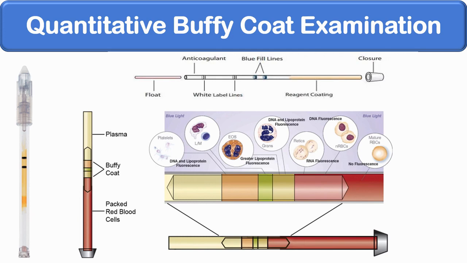Advantages of quantitative Buffy coat are that it is faster, the entire tube can be screened within minutes, it is more sensitive, at least as good as thick film, and quantification is also possible in this. Disadvantages are it is expensive, less specific, and speciation is difficult.